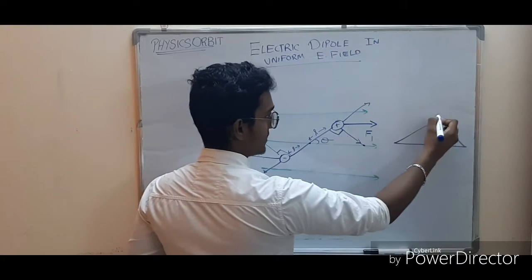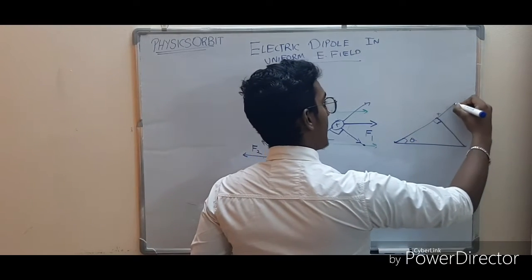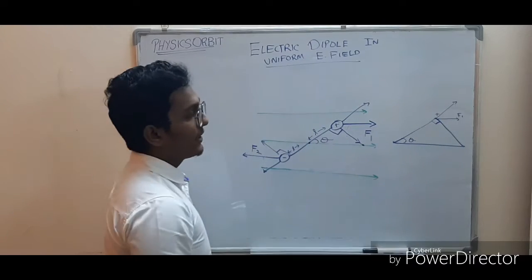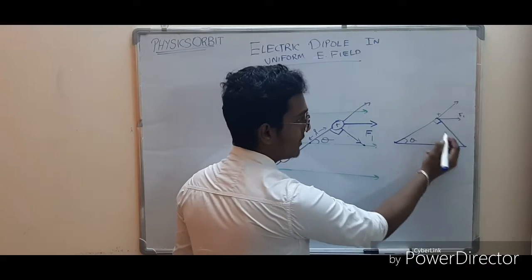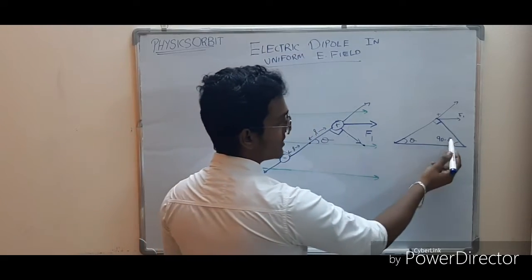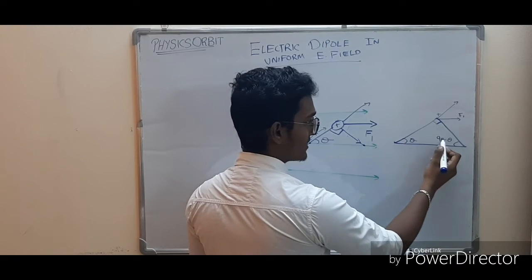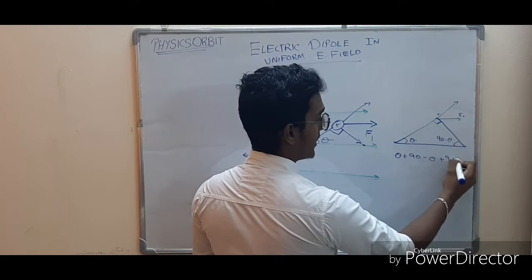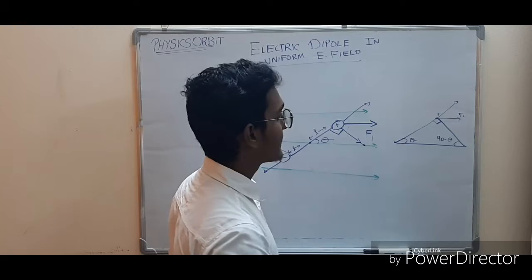(90°), that's the positive charge's end. This is the angle with theta, and this is the force F1. So we need to find this angle. We know this is theta, this is 90, so this angle must be 90 minus theta. How? Because the sum of these three angles should be 180 degrees. So you can cross check: theta plus 90 minus theta plus 90 degrees equals 180 degrees. So yes, this is 90 minus theta.